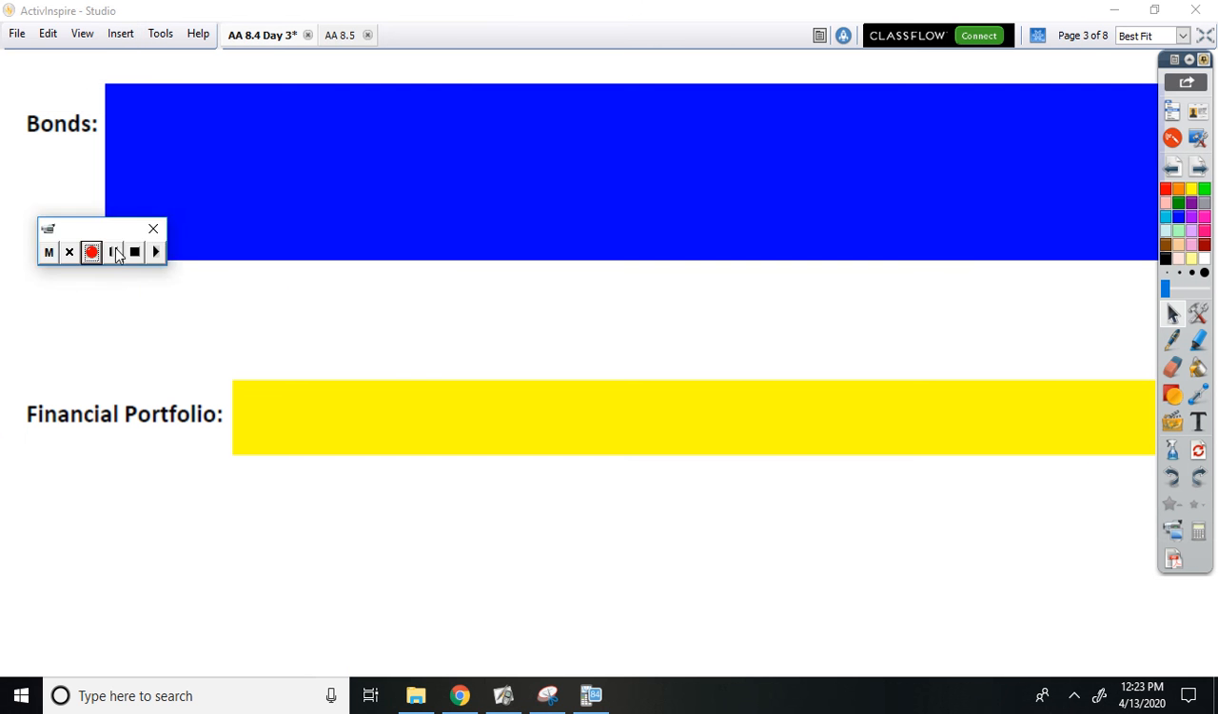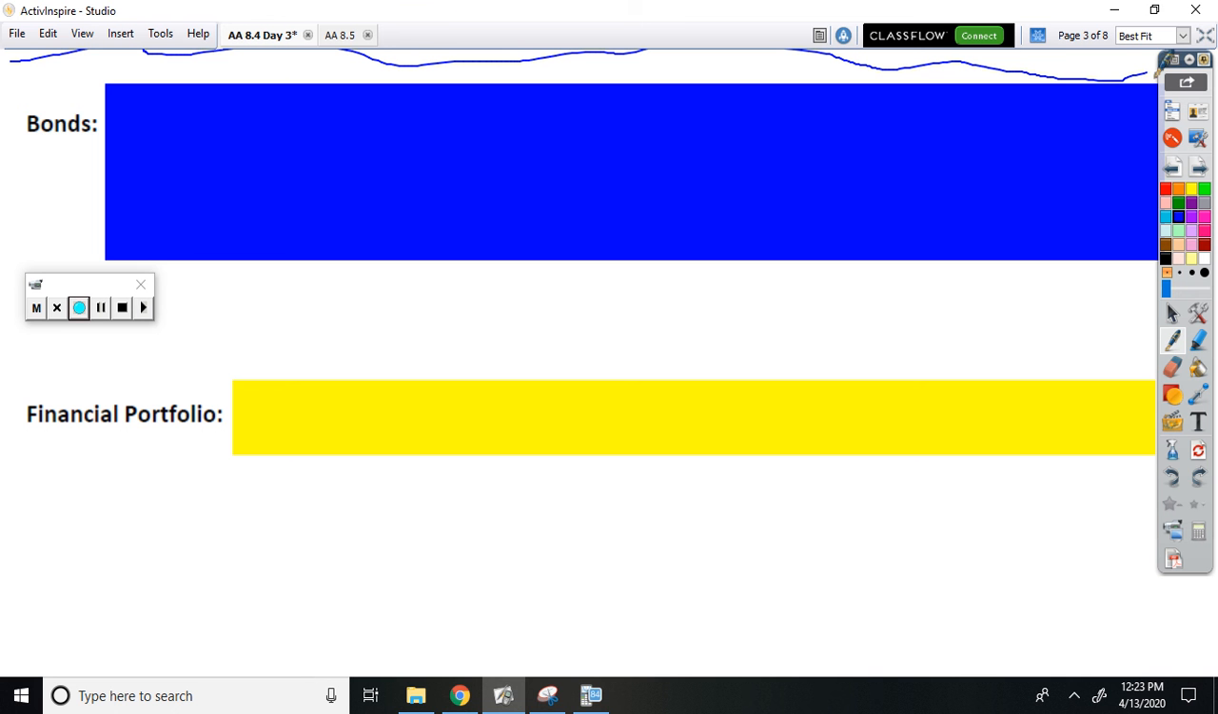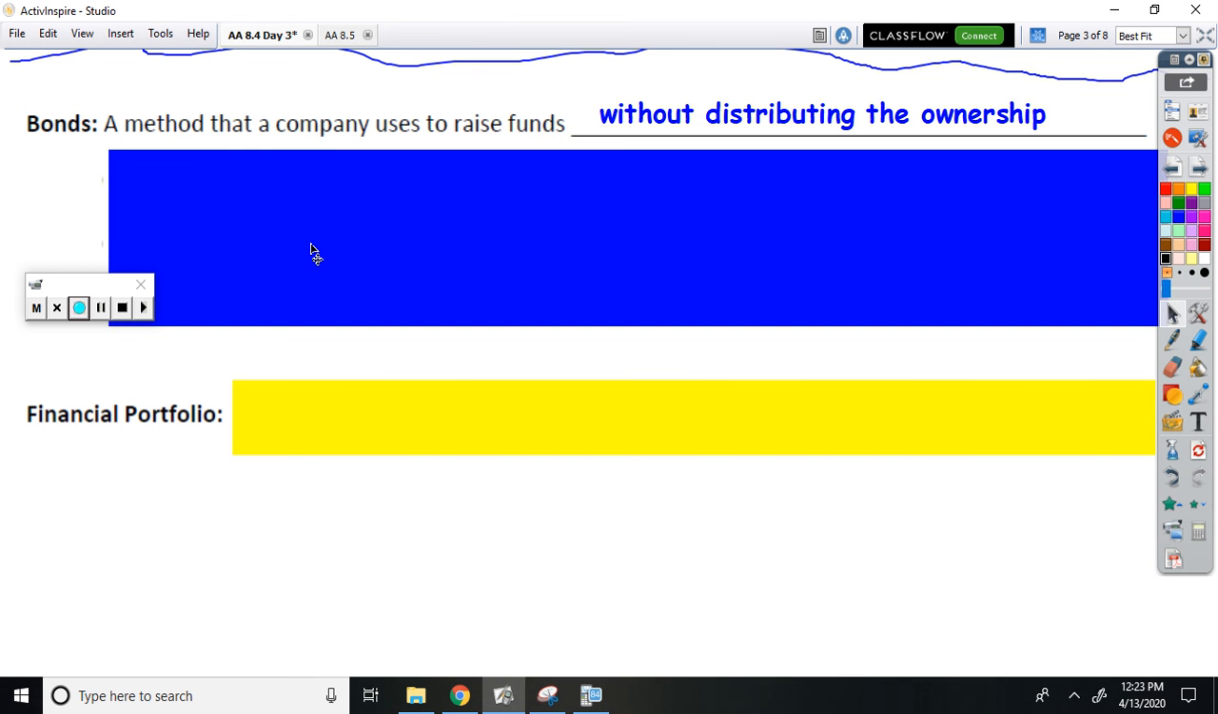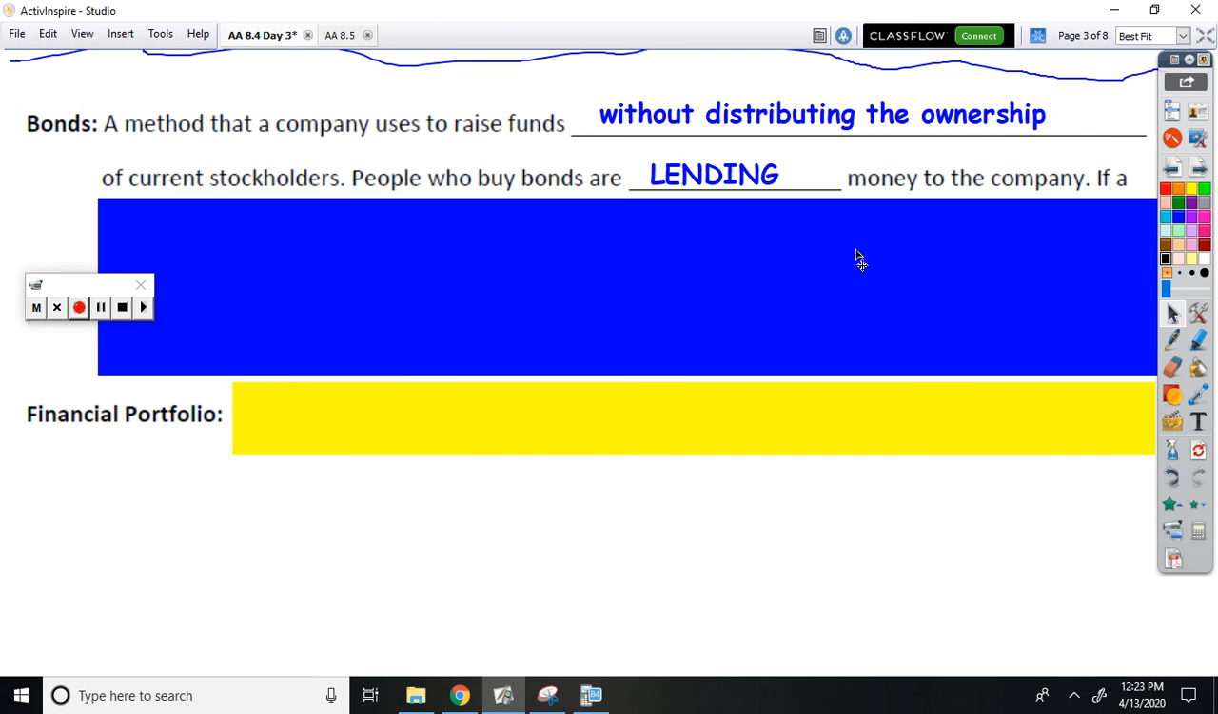Bonds. Now if you're using your notes or notebook paper, go ahead and just draw a little bit of a line right here, because bonds are not part of the stock market. So I want you to realize that this is kind of a separate subject. Bonds are a method that a company uses to raise funds without distributing ownership of current stockholders. So stocks are when you actually own part of the company. Bonds are not owning anything. People who buy bonds are just lending the money to the company.